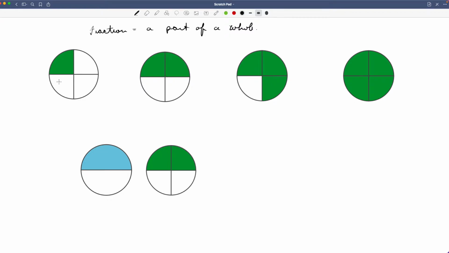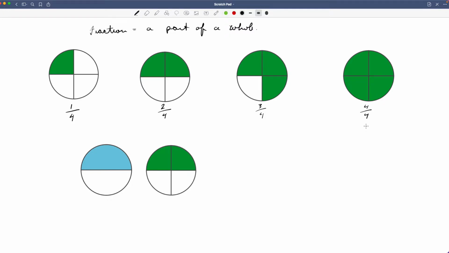So in this circle that has been divided into 4 equal parts, only one of the parts is shaded. So we can write a fraction that represents the parts that are shaded. One of the 4 is shaded. Just like in this circle, 2 out of the 4 are shaded. And in this circle, 3 out of the 4 are shaded. And in this circle, 4 out of the 4 are shaded.